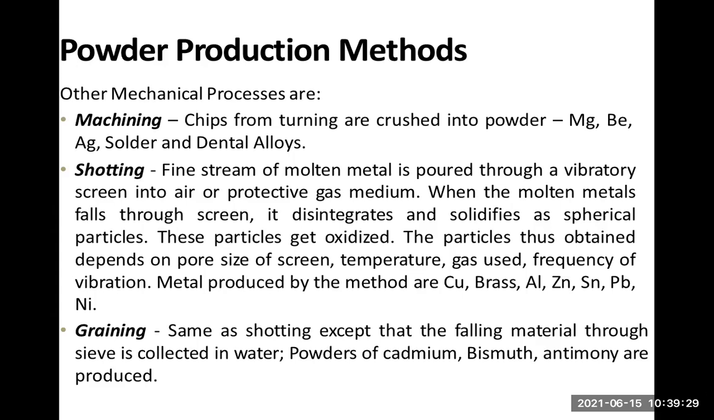The temperature that is used, the gas that is going to be used, and the frequency of vibration all matter. The metals produced are copper, brass, aluminium, zinc, tin, lead, nickel. So these are the materials manufactured with the help of shotting.